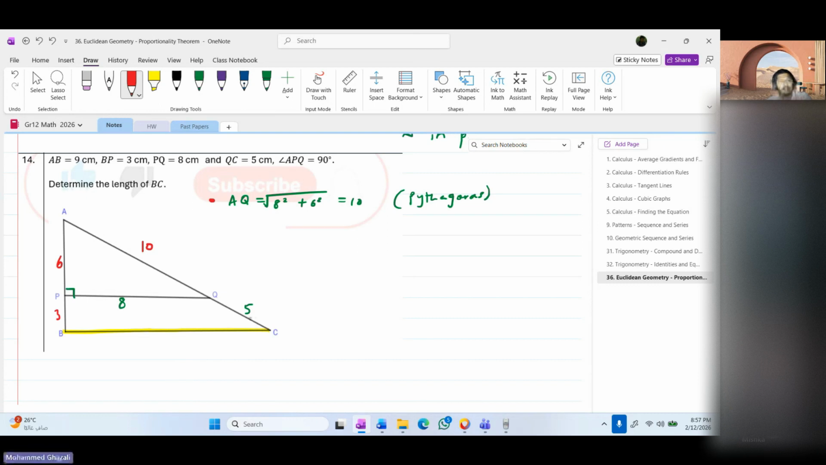Any other information was given here. AB is 9. BP is 3. PB is 3. QC is 5. So that's 15. That's 9. QC is 5. Determine the length of BC.